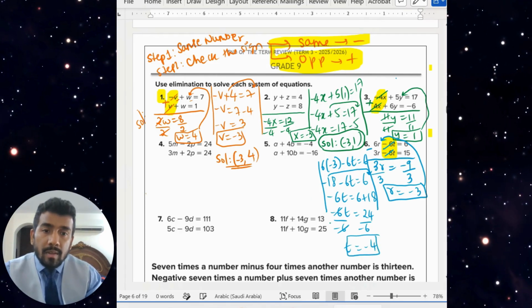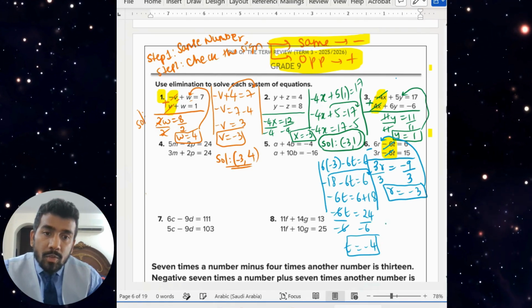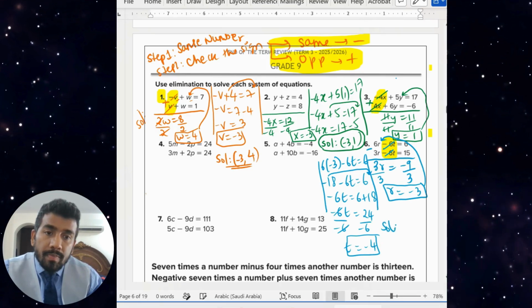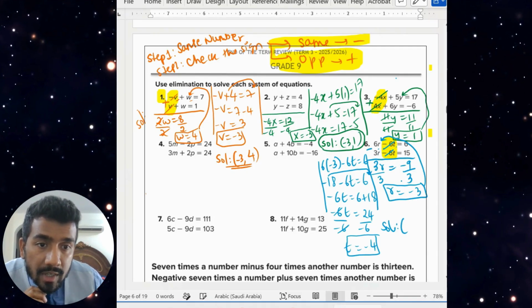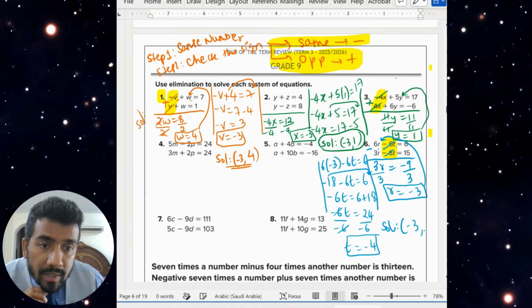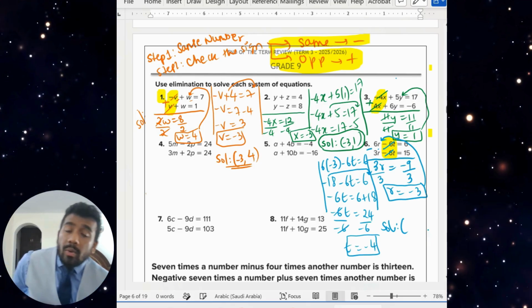Okay. So what's the solution? Which letter is first? First is r, then it's t. So minus 3 first, then minus 4. Okay. So this is the one way to do it.